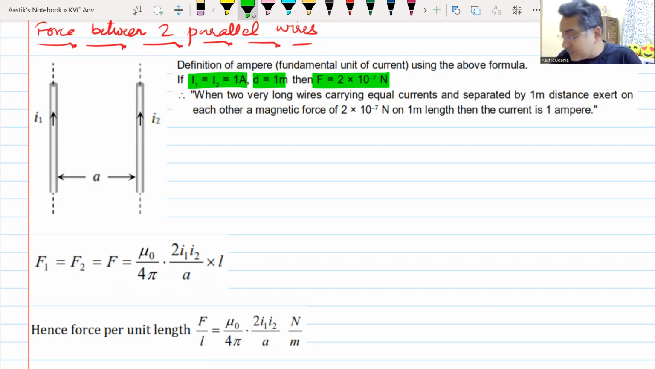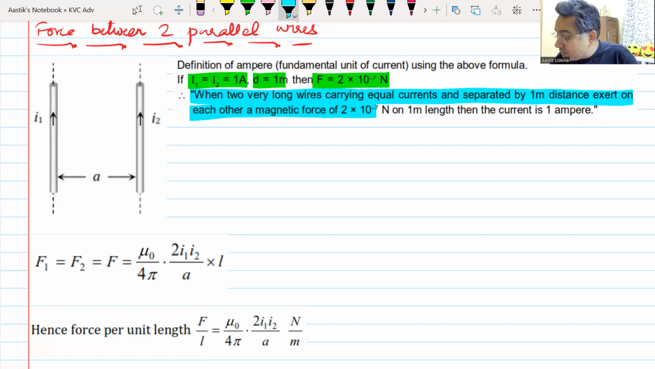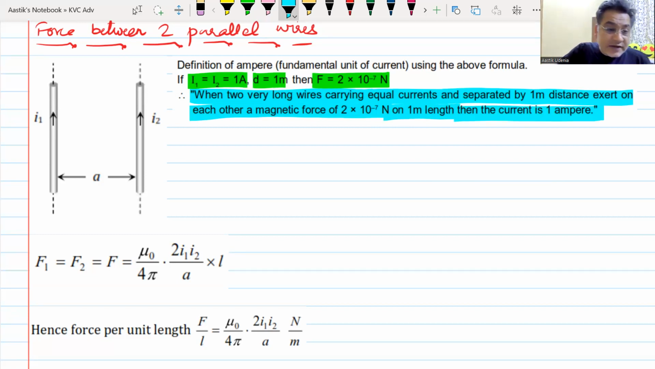How much is 1 ampere? Please listen to me, then I'll give you the time to write. When two long, not large, current carrying wires carry equal current and are separated by a distance of 1 meter, and they exert a force on each other of 2 into 10 raised to the power minus 7 Newton per meter, then the current flowing in each wire will be taken as 1 ampere. This is the definition of 1 ampere.